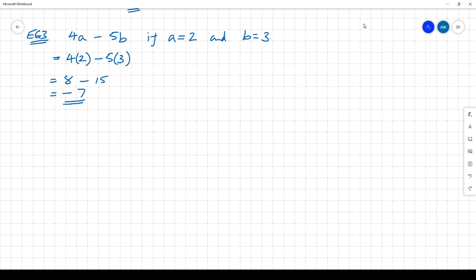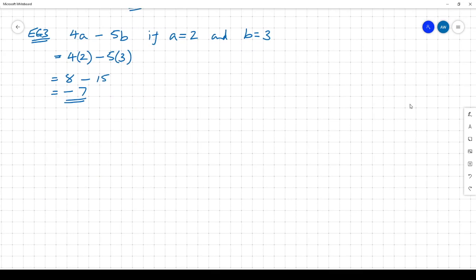A couple more examples. Just do lots of examples here, and try to cover as many bases as possible. Okay, example 4. So evaluate again.